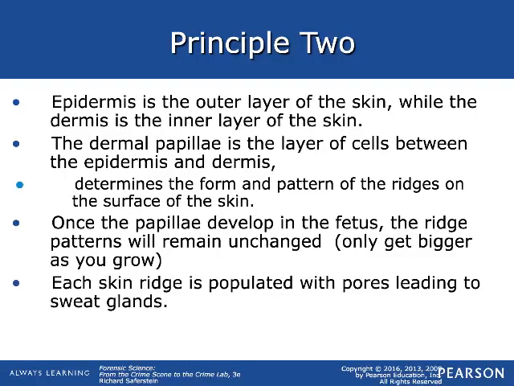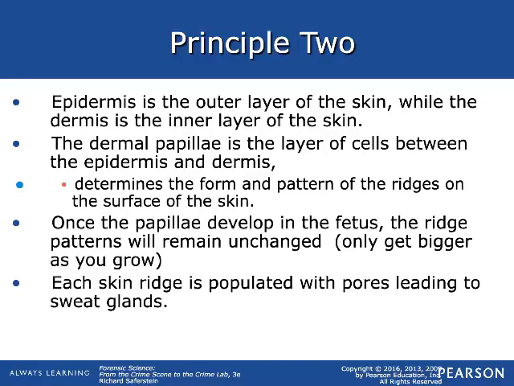Okay, now principle 2. This is about the anatomy of the skin and how we get these friction ridges. The epidermis is the outer layer of our skin, so that's what we actually touch, and the dermis is the inner layer, below that. The dermal papilla, a papilla is kind of like a bump, is the layer of cells between the dermis and the epidermis. Now, the dermal papilla is what determines the form and the pattern of the ridges. The papilla develop in the fetus, and the ridge patterns stay the same. They just get bigger as you grow.